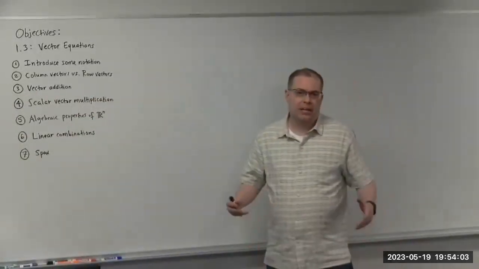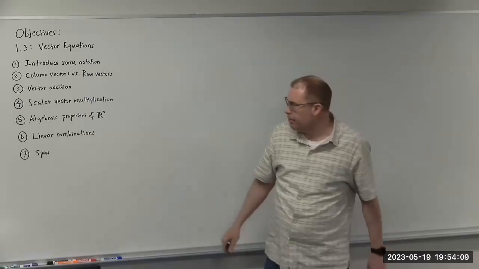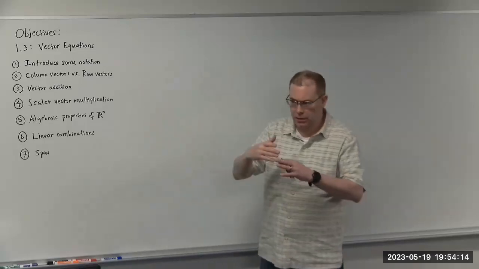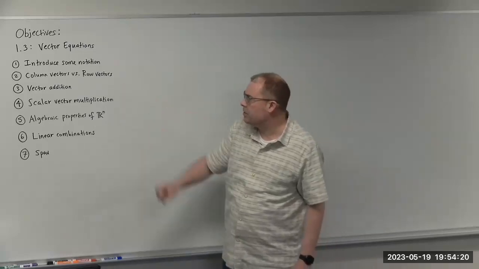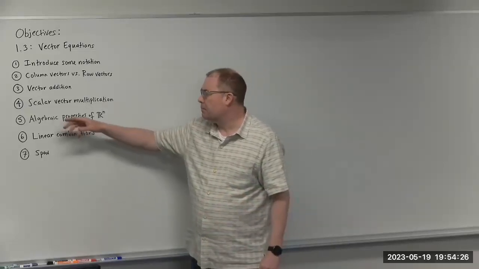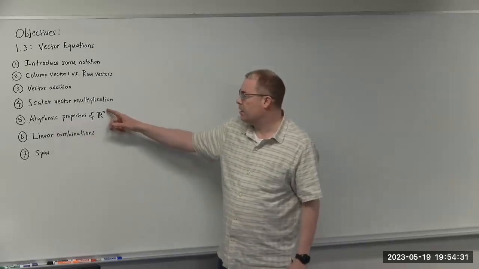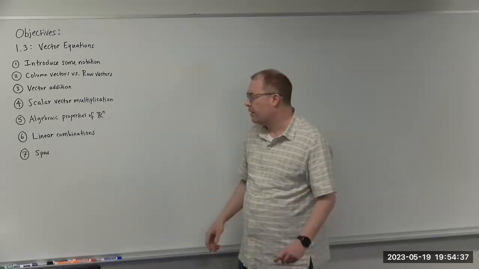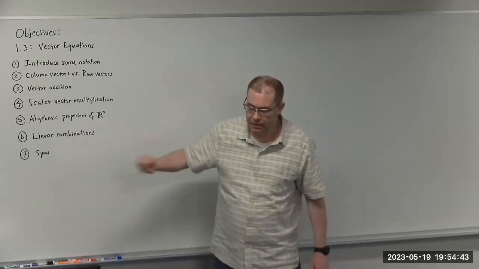Hello, in this video lecture, I'm going to talk about section 1.3, which is about vector equations. We're going to introduce some notation that's going to be used in this section and throughout the whole course. We'll talk about the difference between column vectors and row vectors, how to add two vectors, and then scalar vector multiplication. We'll talk about the algebraic properties of R^n, which is basically just describing the vector space that we're in. And then we'll get into linear combinations and this idea of span.